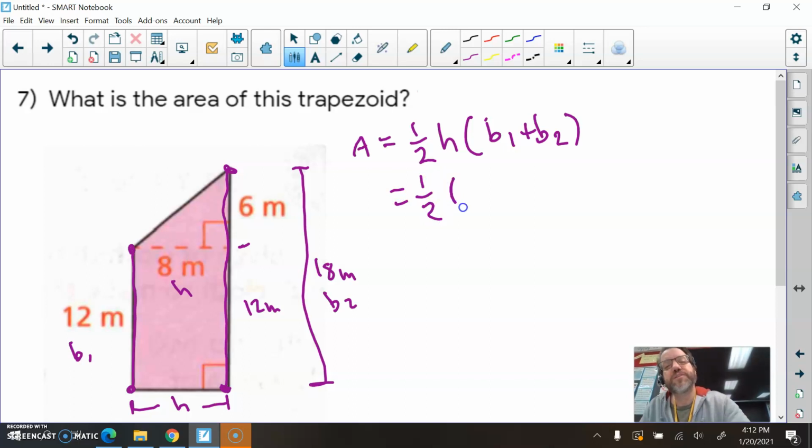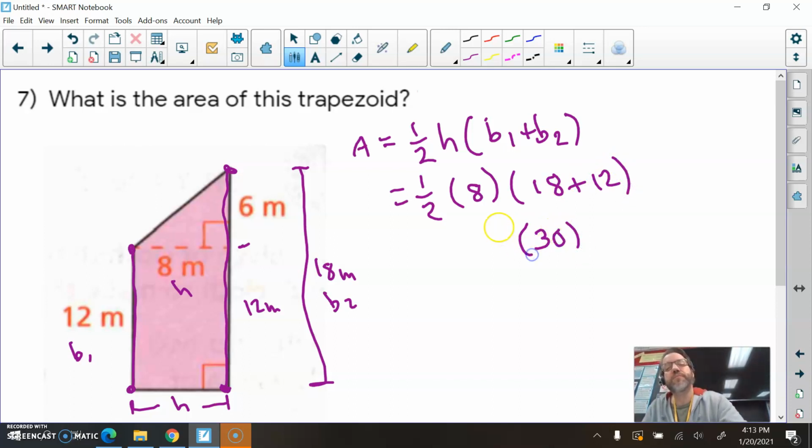1/2 times the height, which is 8, times base 1 plus base 2. That's 18 plus 12. All right, 18 plus 12 is 30. So now we have 1/2 times 8 times 30. And I'm just going to go left to right. Half of 8 is 4. 4 times 30 is 120 square meters.